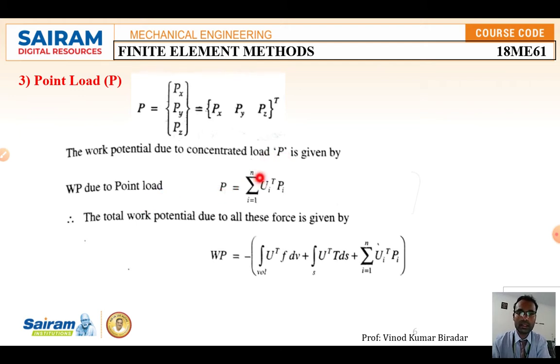the summation of all the point loads over the entire body, u of i transpose into P of i. Therefore, the total work potential due to all these forces, we have to combine those things. Here the work potential done by the external forces is considered negative.